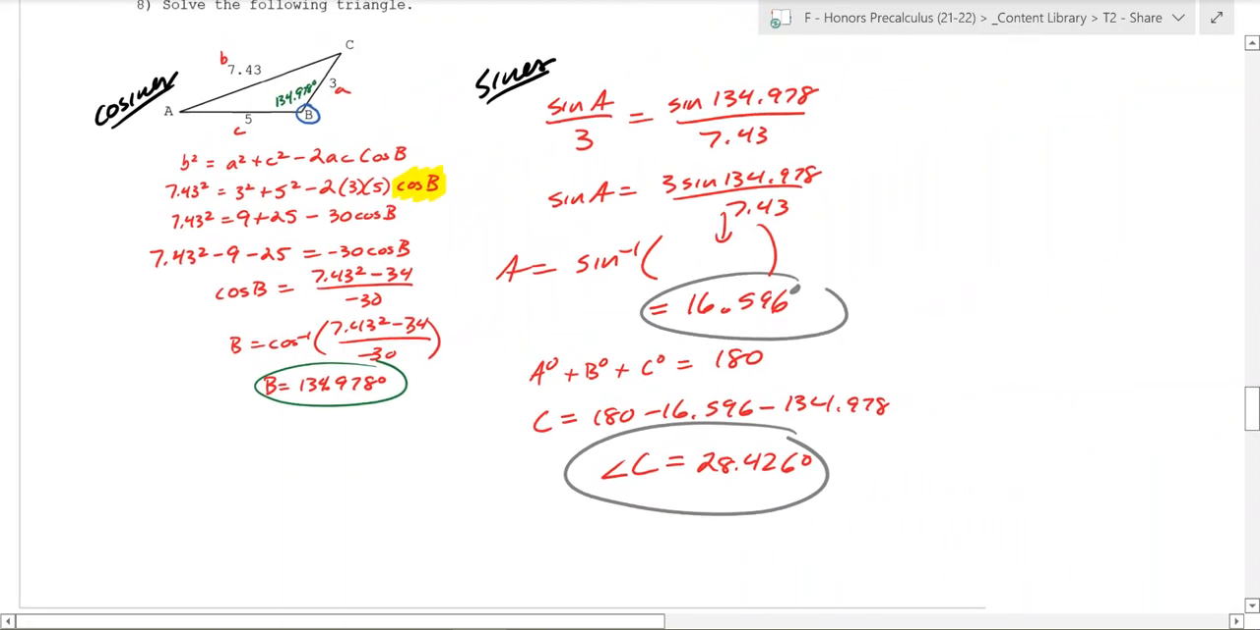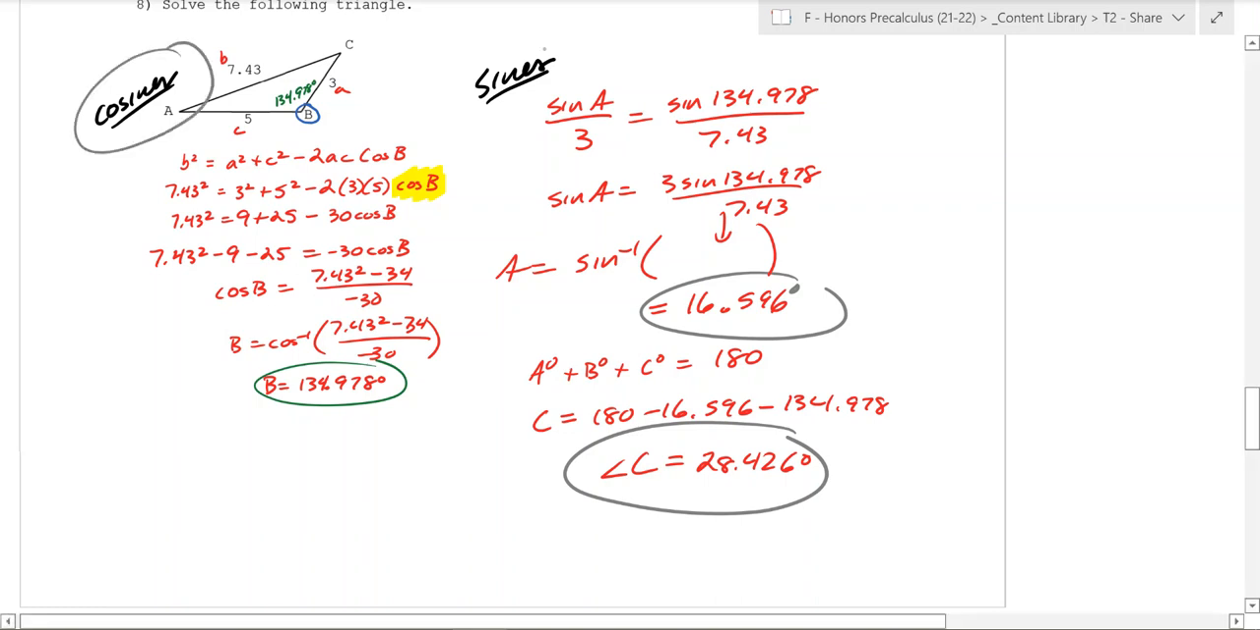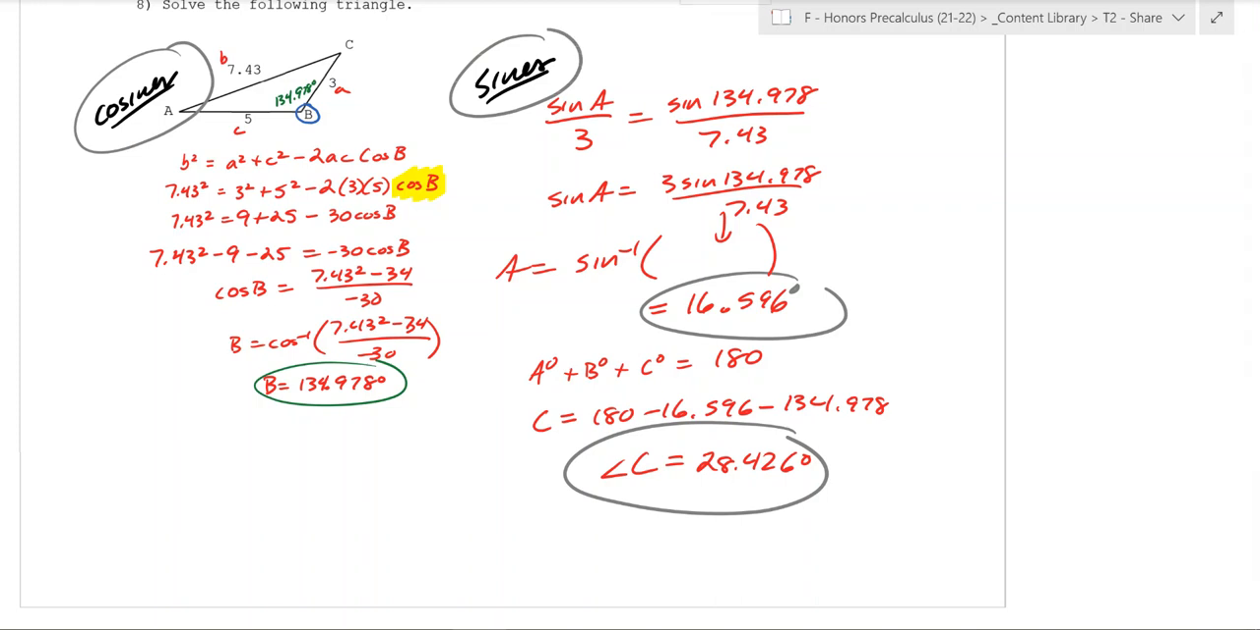We have now solved this because we now have the missing angles. We had the 3 sides to begin with, and we had the missing angles. Now, you could repeatedly use the law of cosines, but you don't need to. That's too much work. You use the law of cosines once, and then you use the law of sines to find the other 2 angles.